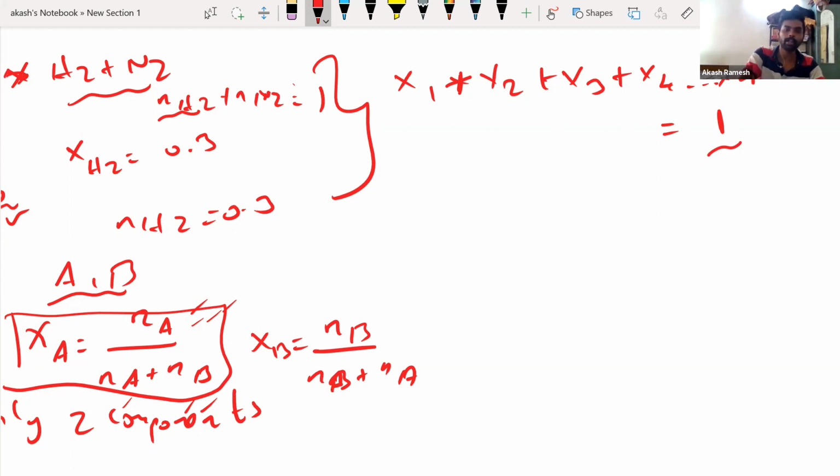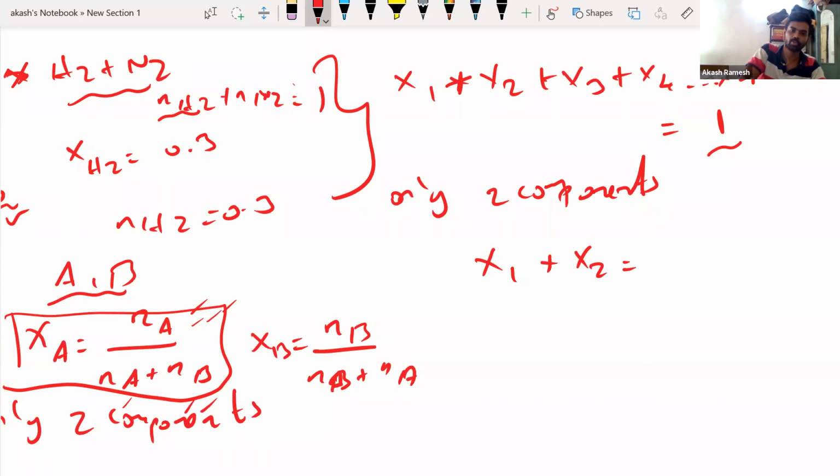So if I have only two components, it's very simple to write: x1 plus x2 will be equal to 1. So if I know x1, I can easily calculate x2. That's what we did here. If I know the mole fraction of H2 is 0.3 and I know the total will be 1, obviously the mole fraction of N2 will be equal to 0.7.